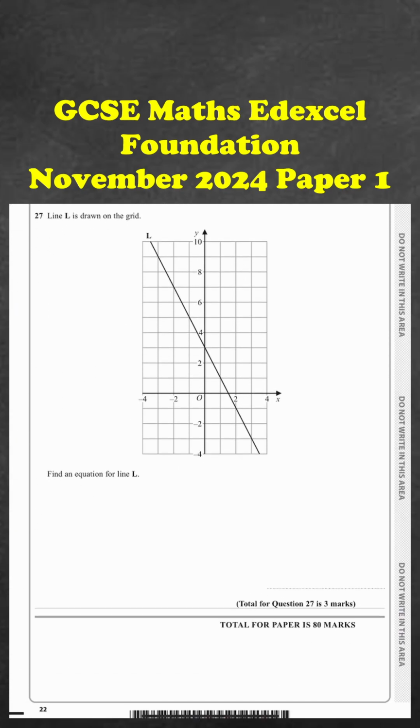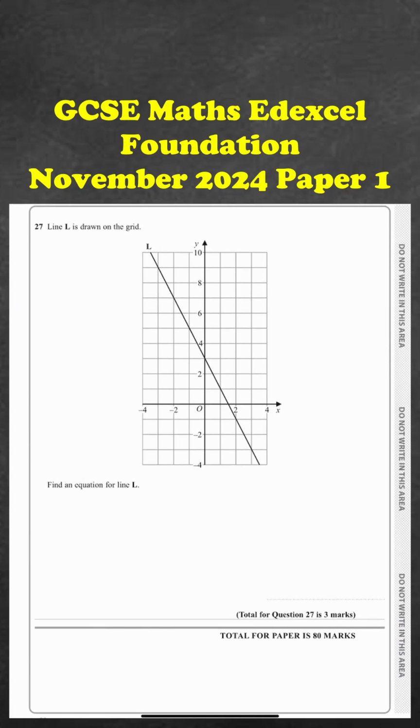And we've reached the final question. Line L is drawn on the grid. Find an equation for line L. It's going to be in the form y equals mx plus c. So what we're going to do first is identify the gradient. So it's going to be the difference in y divided by the difference in x. So we'll take 2 points. I'll take this one here and this one here.